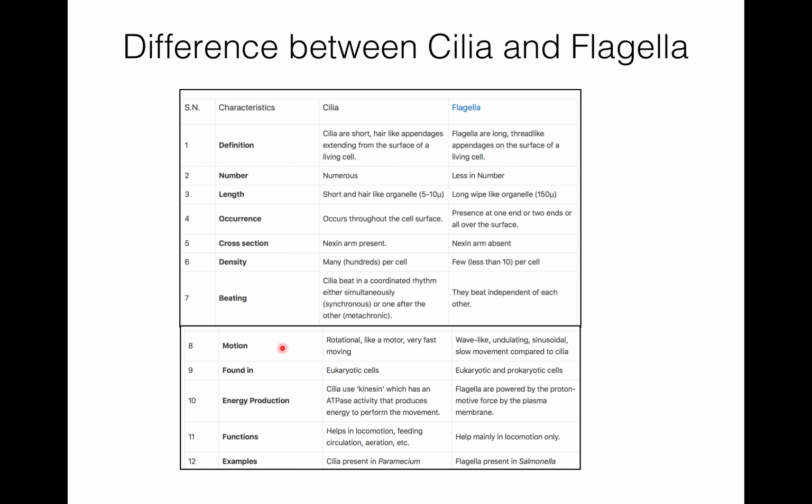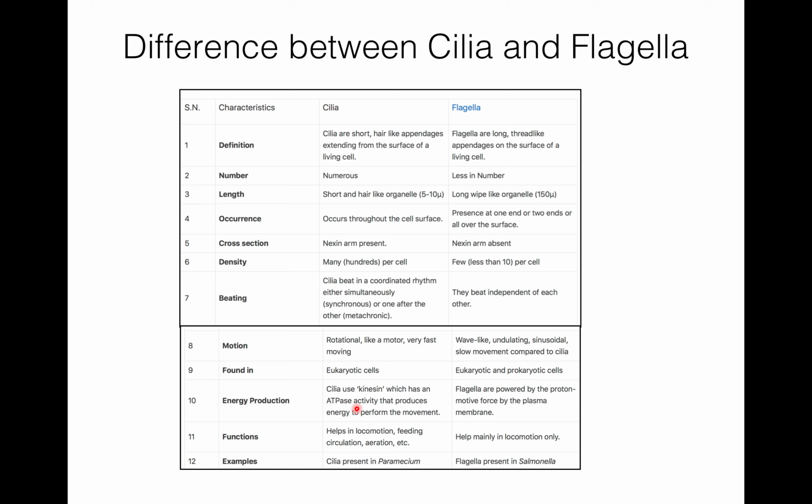Then beating: cilia beat in coordinated rhythm, either simultaneously, that is synchronous, or one after the other, metachronic, and flagella beat independently of each other. Then motion. Motion in cilia is rotational, like a motor, very fast moving. And in flagella, motion is wave-like, undulating, sinusoidal, slow in comparison to cilia. Cilia are found in eukaryotic cells. Flagella are found in eukaryotic and prokaryotic cells.